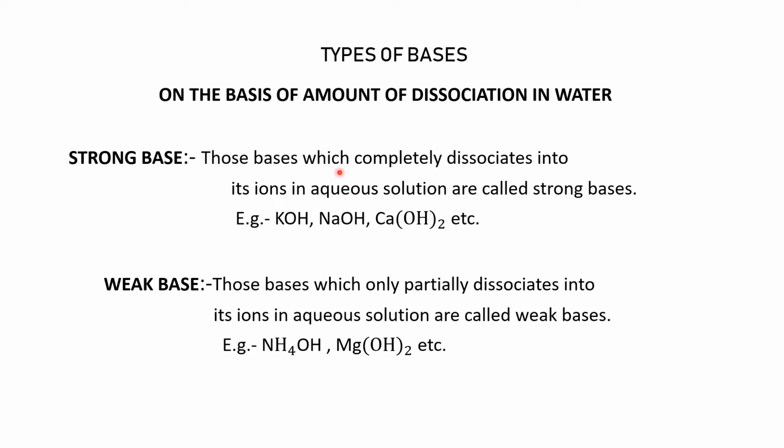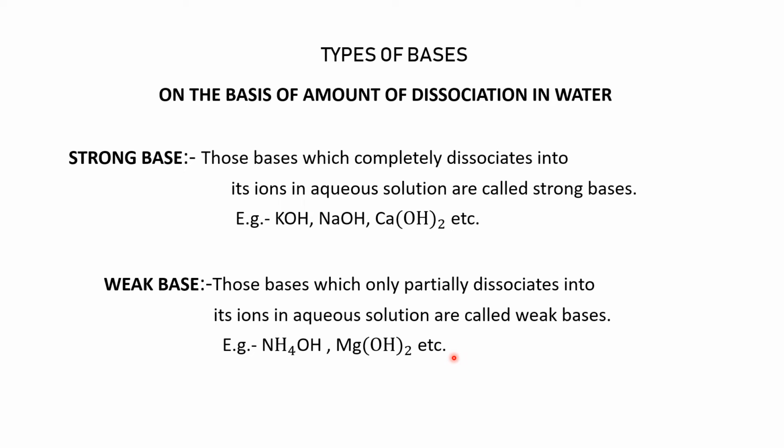So see, those bases which completely dissociate into their ions in aqueous solution are known as strong bases. So what are those strong bases? For example, potassium hydroxide, sodium hydroxide, calcium hydroxide. When they are dissolved in water, they will form their respective cations and anions, where cation is the positive charge and anion is the negative charge. Now you see weak bases. Then what are called weak bases? Those bases which only partially dissociate into their ions in aqueous solution are known as weak bases. Examples for that will be ammonium hydroxide, magnesium hydroxide.